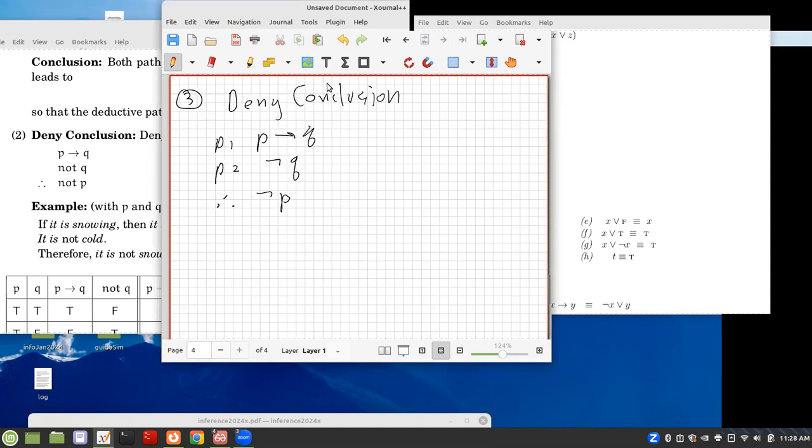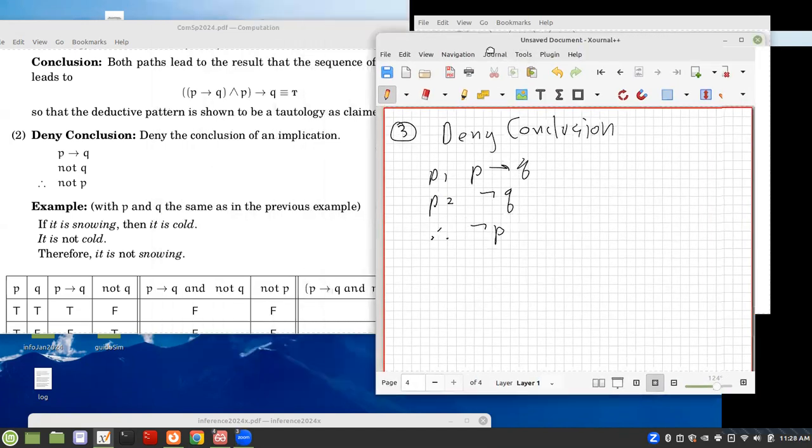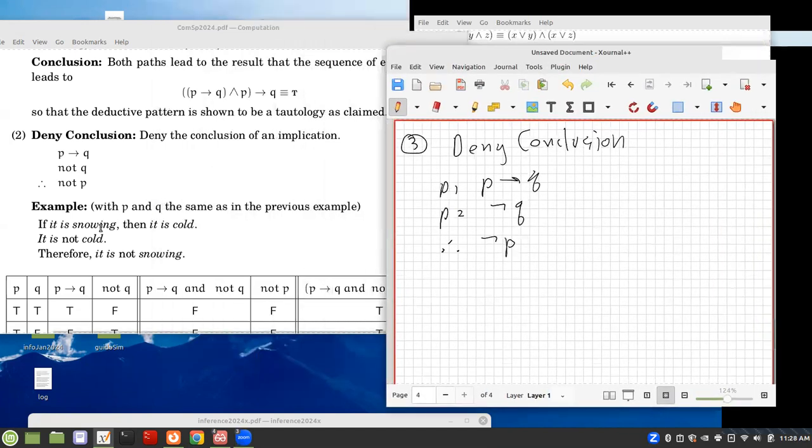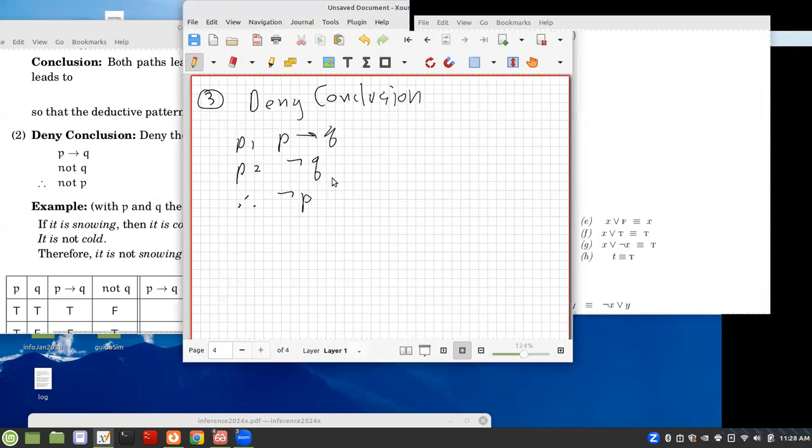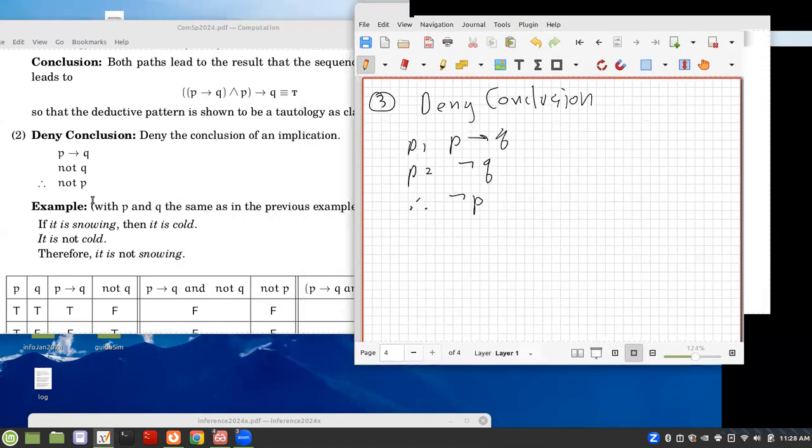So to see that's intuitively reasonable, let's say that P is it is snowing, Q it is cold. So our first premise is the same. If it is snowing, it is cold, but we know it's not cold. We can conclude that it's not snowing. So if one is true and two is true, we can conclude that three is true. Okay, that's deny conclusion.